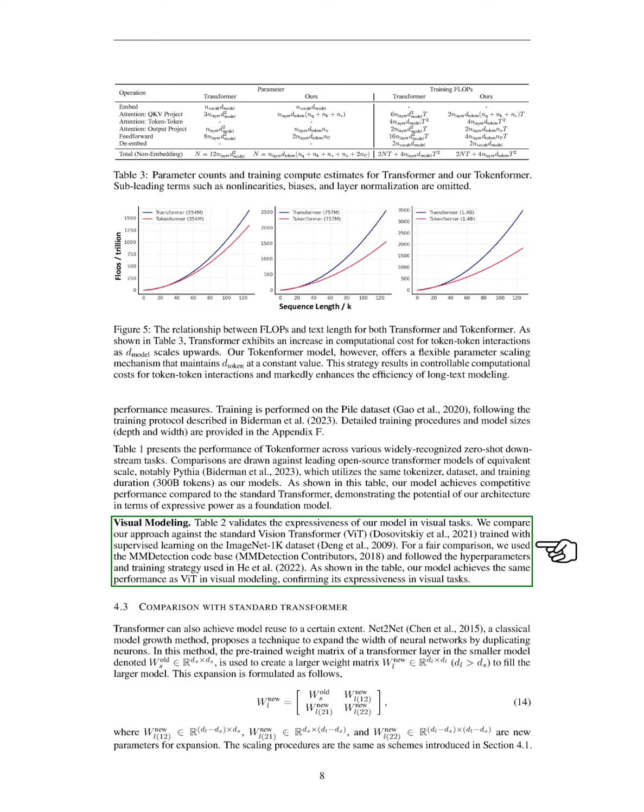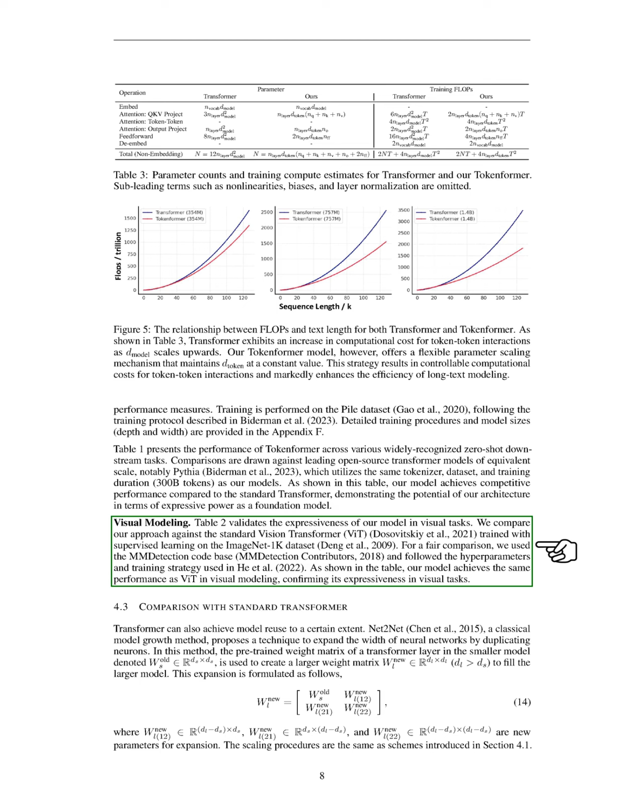For visual tasks, we validate our model's expressiveness by comparing it to the standard vision transformer, ViT, which was trained using supervised learning on the ImageNet-1K dataset. We ensured a fair comparison by using the same codebase and hyperparameters. Our findings indicate that Tokenformer matches ViT's performance in visual modeling, confirming its capability in this area.